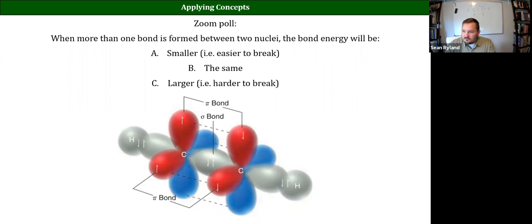If we form more than one bond between the two nuclei, the bond energy will be, I'm not going to type the whole question in this time. Will the bond energy between the two nuclei be the same? Would the bond energy be larger, meaning that it'd be harder to break the atoms apart? Or would it be easier to break the atoms apart?